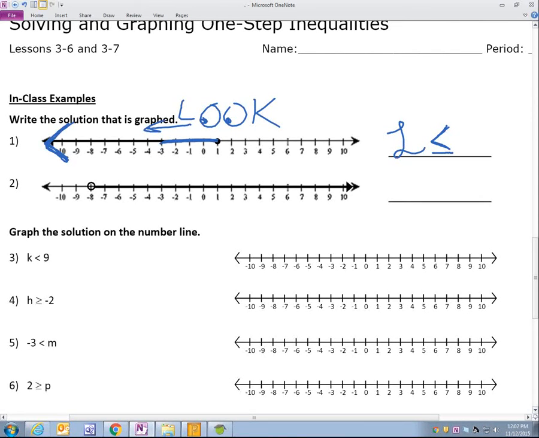And where is my dot? Where is my dot? What number is it on? You're on the wrong one. We're on number 1. It's at 1. Okay? It's on the 1. So L is less than or equal to 1. Correct.